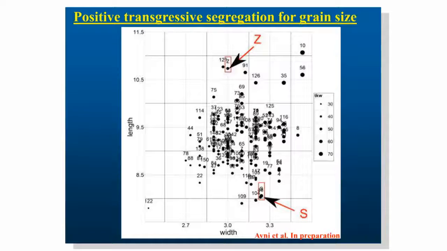You can see the RIL population. And this is Svevo, which has wide seeds but short. And Zavitan that has long seeds but narrower than Svevo. And what is positive transgressive segregation? Those are accessions that have both wide and long seeds, so they have higher grain weight.